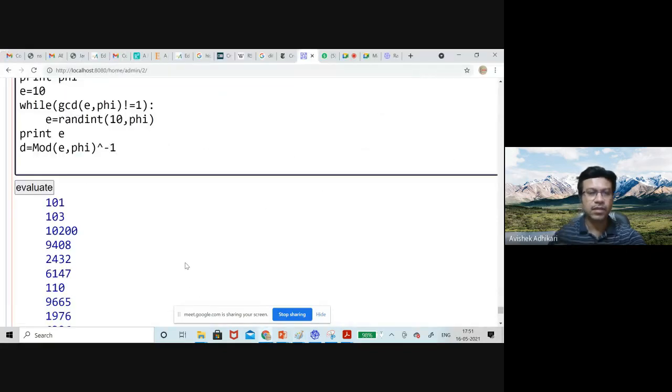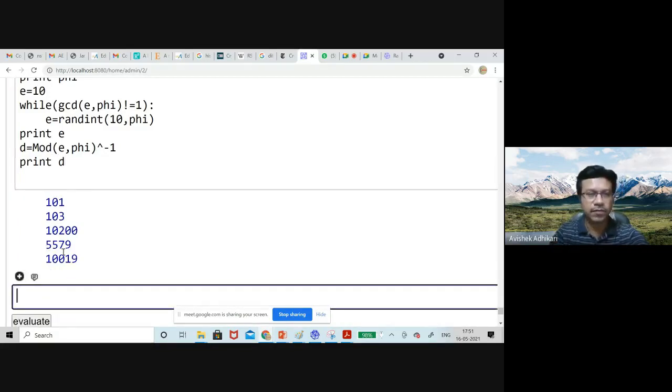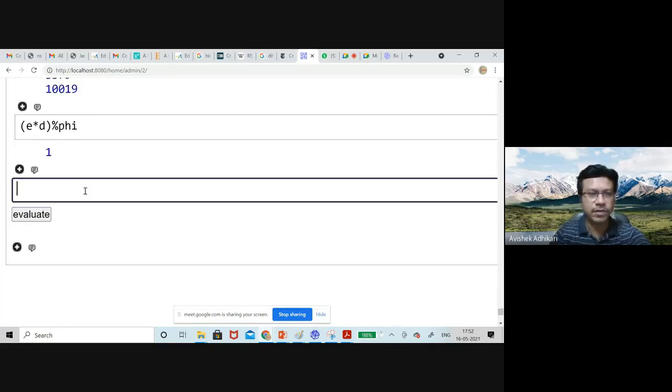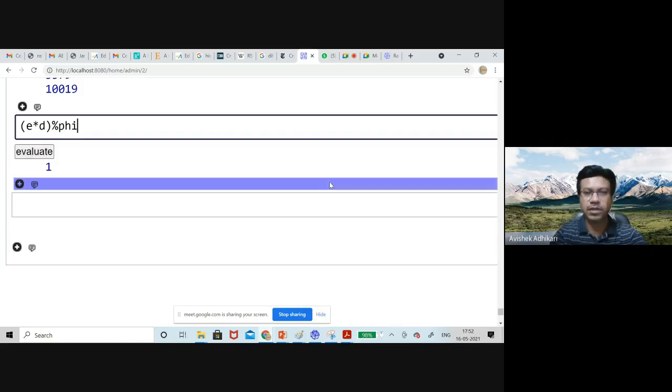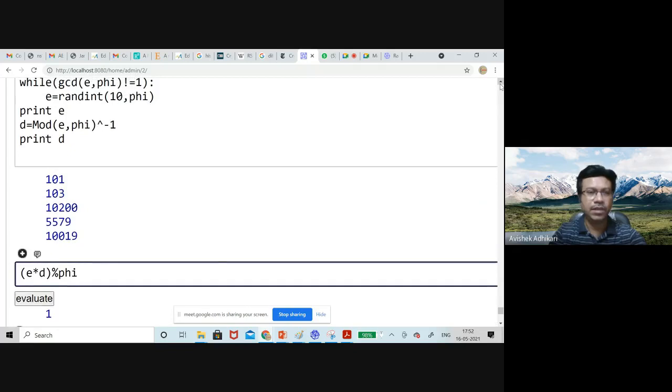Okay, so print D. You can see that if you make a product and divide it by phi n, you will get 1. So let's see, just as a check. E star D, and if you take a remainder with phi, it should give you 1. You can check, it gives you the value 1. So it's just a check. Okay, so now you have all the values of E, phi and all.